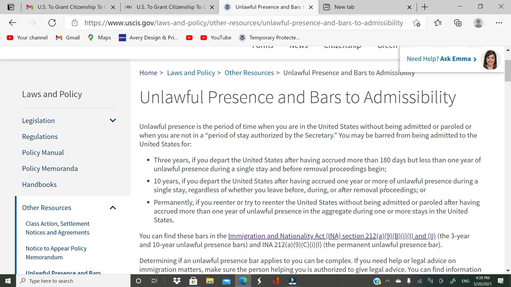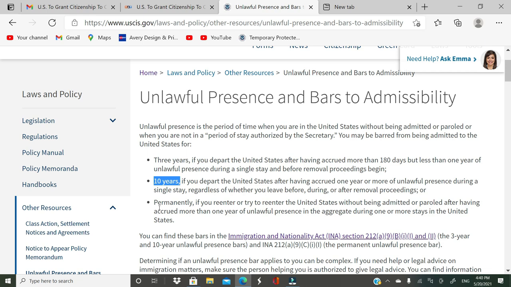But if you have been here and already accrued 1 year or more of unlawful presence, the moment you depart, you have already triggered the 10 years bar rule, meaning that once you get out, you cannot get in until the 10 years has passed, unless you apply for a waiver. Of course, I'm going to talk about those at the end.